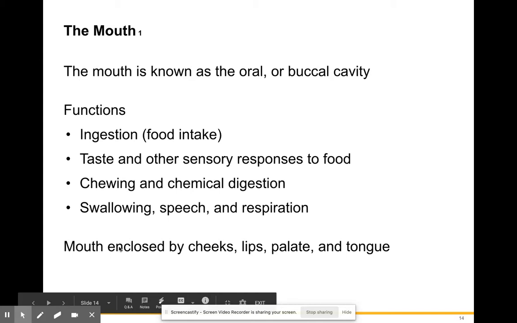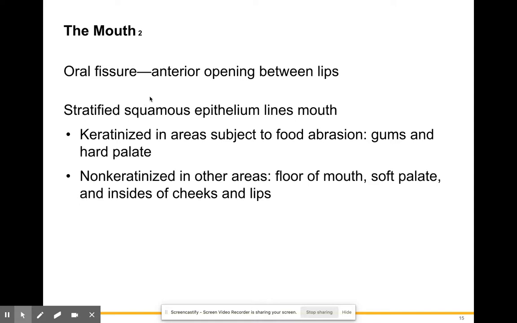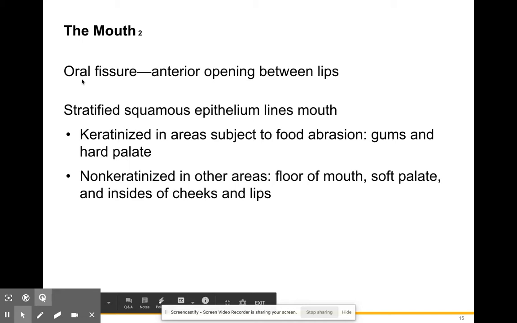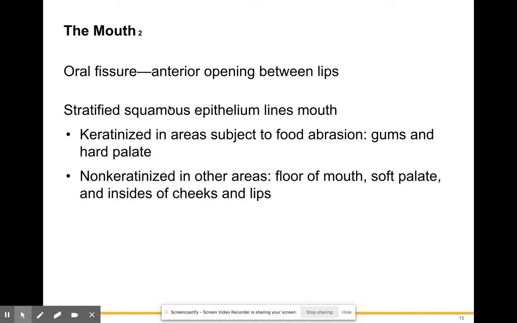The anterior opening between your lips actually has a name. It's called the oral fissure. Stratified squamous epithelium lines the mouth. If you remember way back to the third or fourth chapter of the first semester of anatomy, we learned about different epithelial cells, and stratified squamous are going to line the mouth.